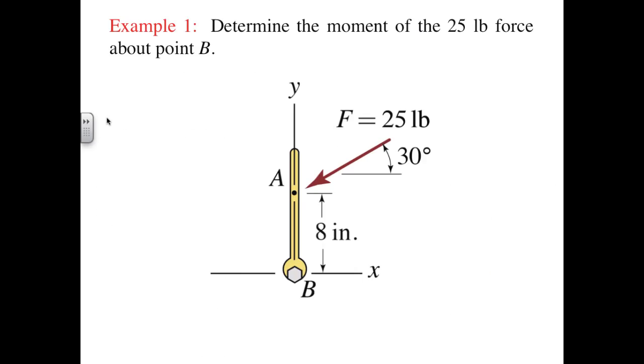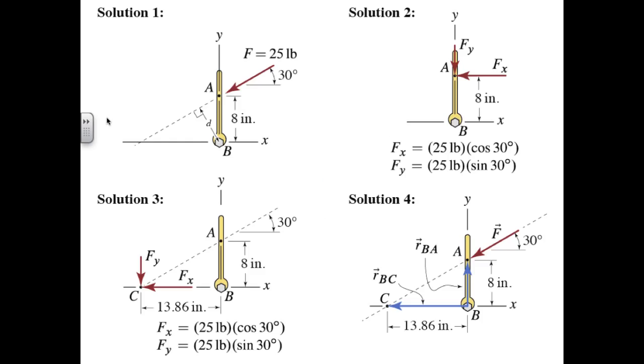In our first example, we look at finding the moment of the 25-pound force about point B. Because this is a 2D problem, we can use either the scalar approach or the vector approach. We take a look at 4 different solution possibilities. Consider first the solution in the upper left corner. In this case, we'll find the perpendicular distance d to the line of action directly. From the geometry of the problem, we'll identify several distances that will be useful in this and subsequent solutions.